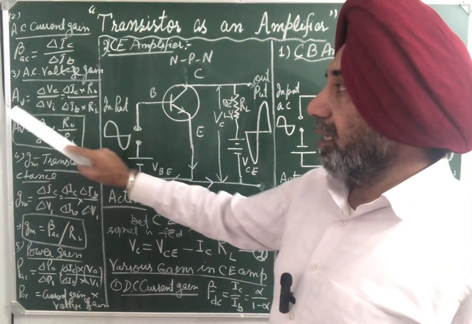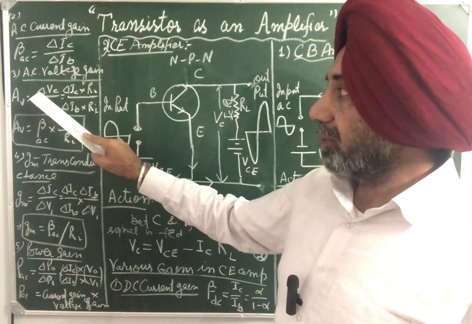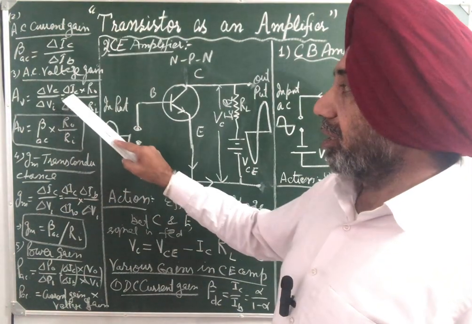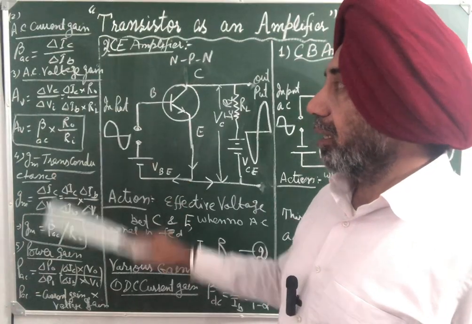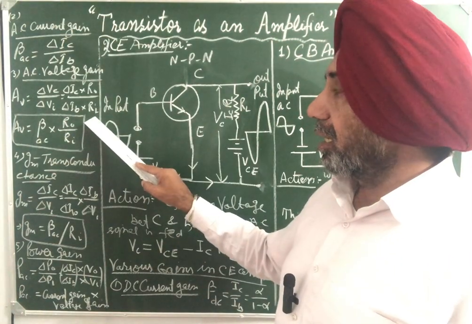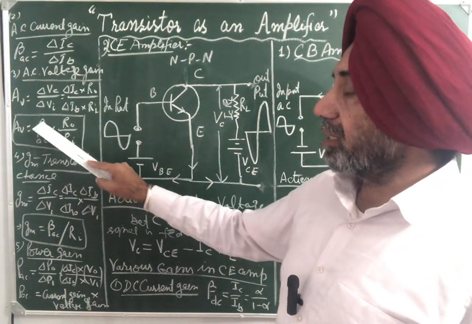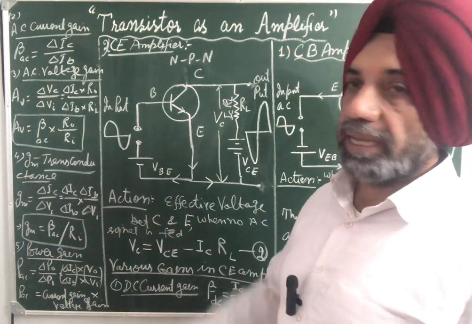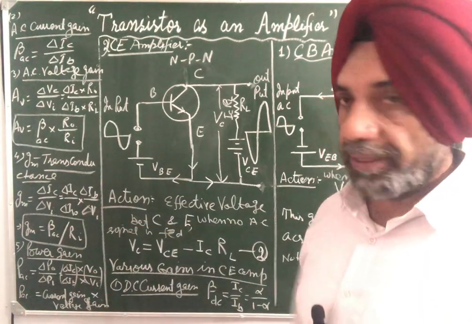AC voltage gain is defined as the change in output voltage, that is the change in collector voltage, to the change in input voltage, or delta IC into R0 upon delta IB into Ri, where R0 is the output resistance and Ri is the input resistance. So delta IC upon delta IB is nothing but beta AC, and R0 upon Ri is called resistance gain. So it means voltage gain is equal to current gain into resistance gain.